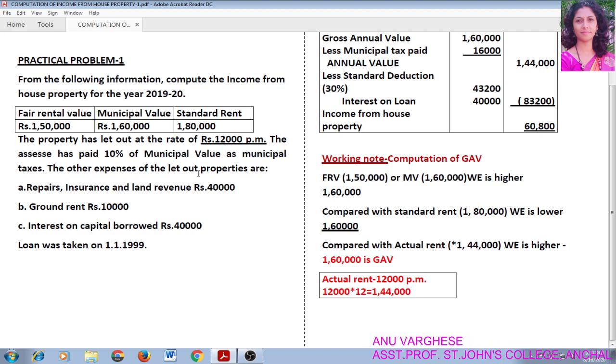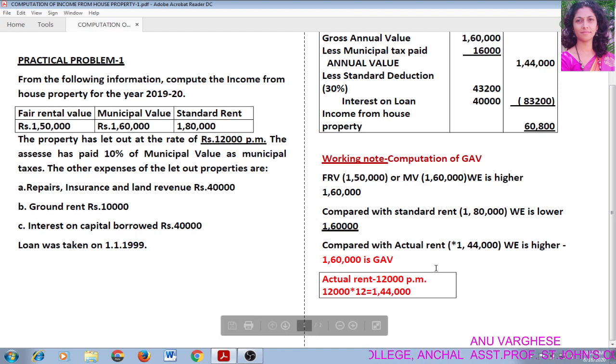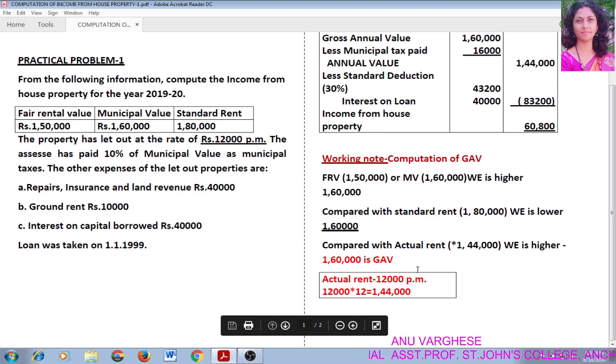So what is the actual rent? In the question it is stated that the property has been let out at the rate of rupees 12,000 per month. So this is the actual rent. So you have to convert this figure into an annual figure. So 12,000 into 12, that is the annual rent. So 12,000 into 12 is rupees 1,44,000. This is the actual rent received.